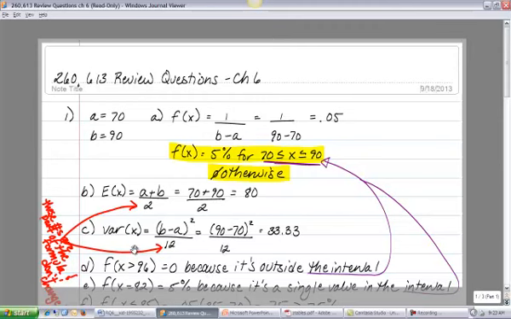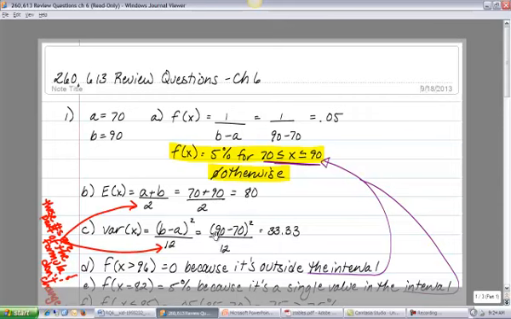Then C asks me, what is the variance of x? Again, I plug into my formula the quantity b minus a squared divided by 12. So 90 minus 70 squared divided by 12 gives me 33.33, and I don't have units, so numbers squared.